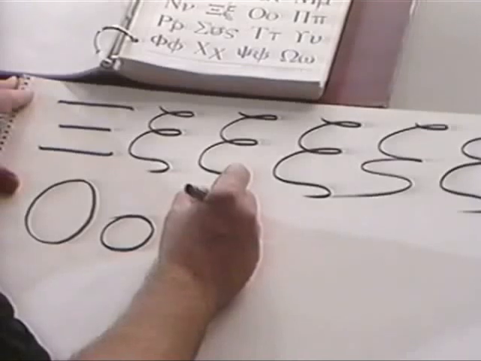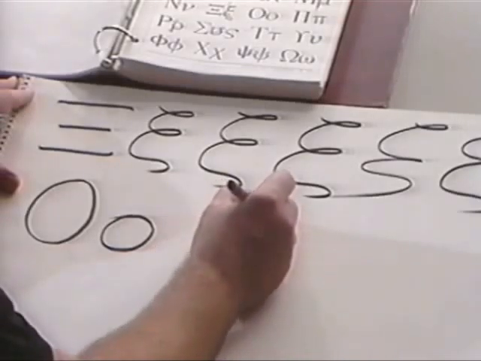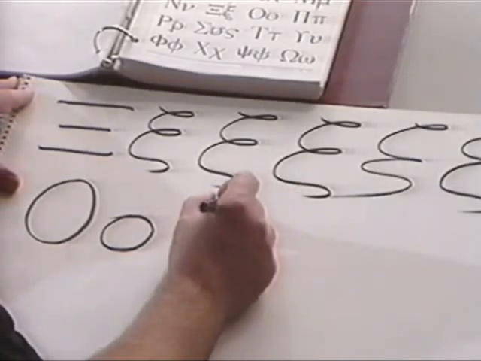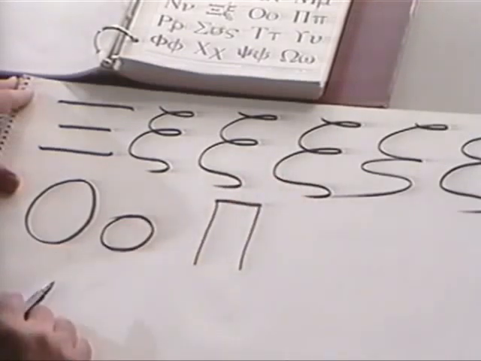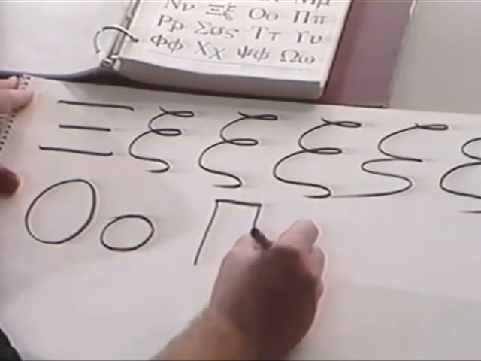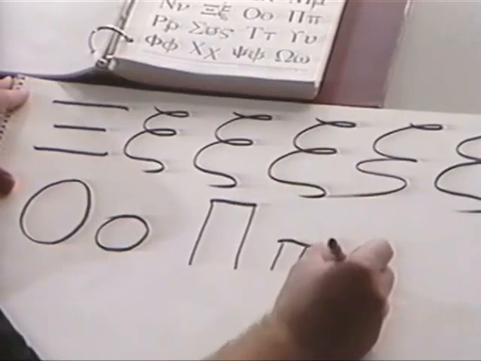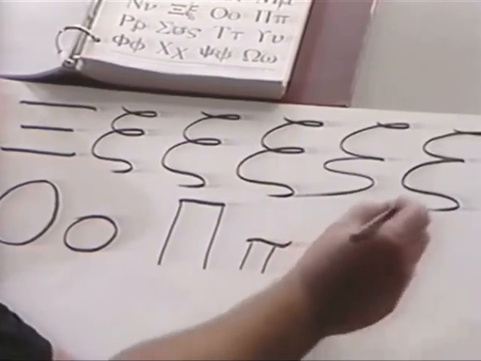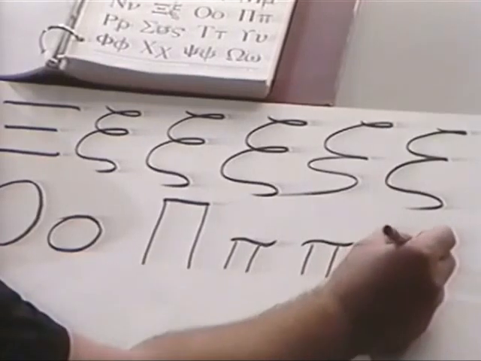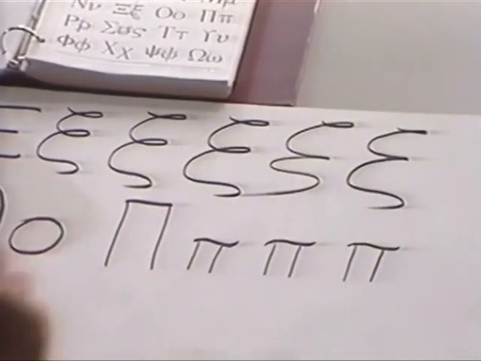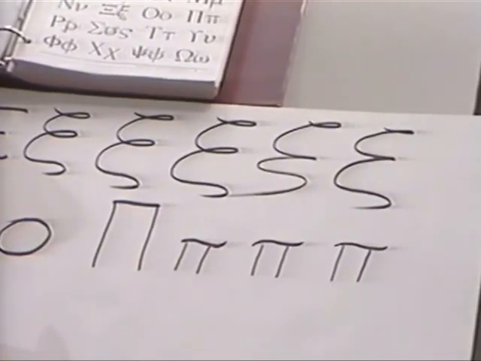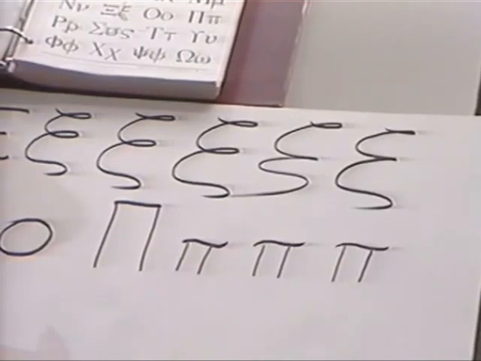And a capital P consists of two parallel lines with a cap. And the lowercase p is very much like it, just a little smaller version. P. Now this is equivalent to an English P and has the same pronunciation as in the word papa.